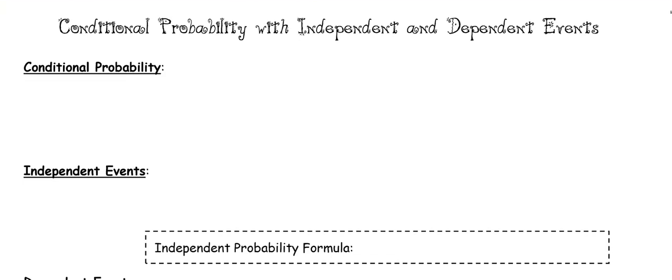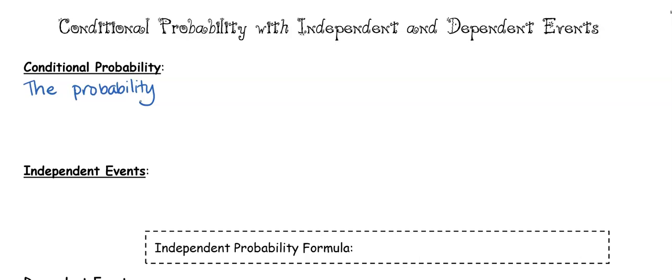Hello, our probability video for today is going to be looking at conditional probability with independent and dependent events. So conditional probability, what is that? Conditional probability is the probability of an event B given that event A has already occurred.